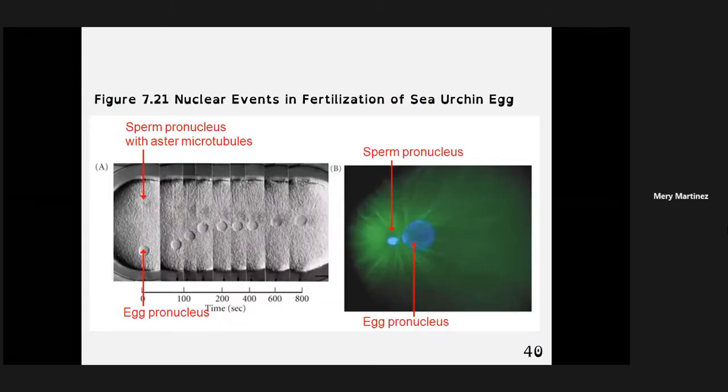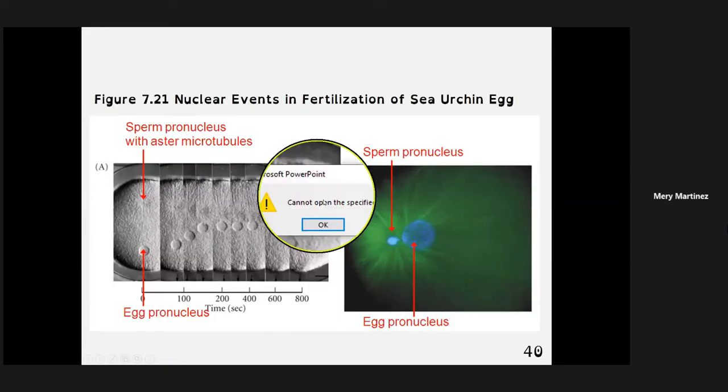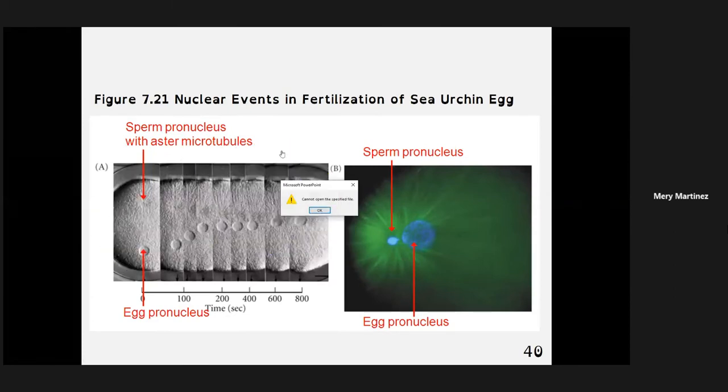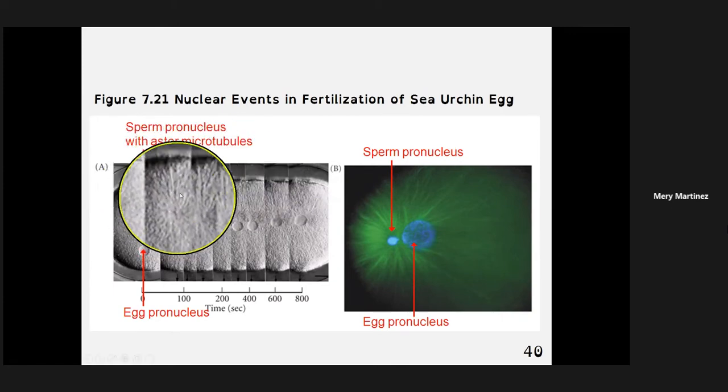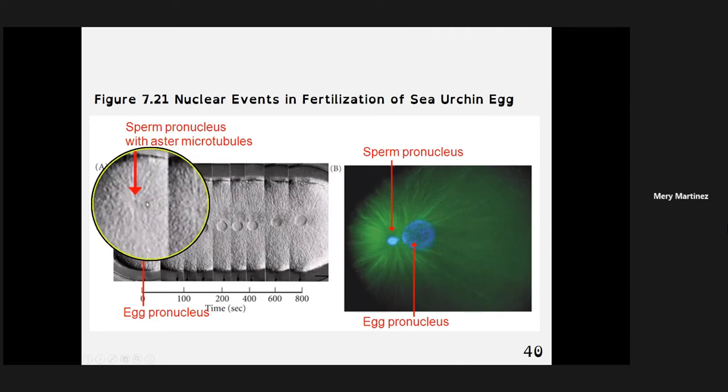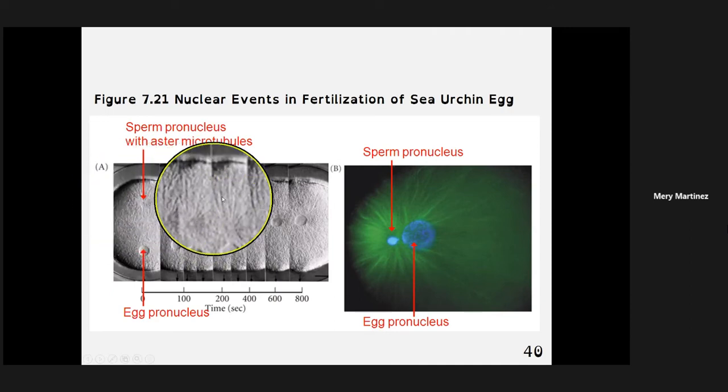Okay, so this is what we're going to see in this image. These are the nuclear events in the fertilization of the sea urchins. So here we have the sperm pronucleus that had decondensed, and we see the asters. You see these little lines here, right? Those are the asters. Okay, holding on.